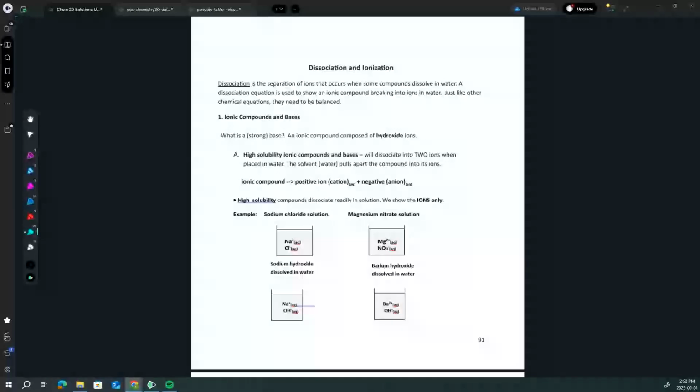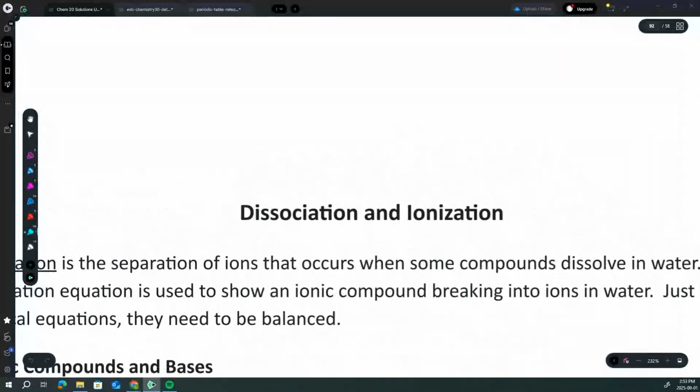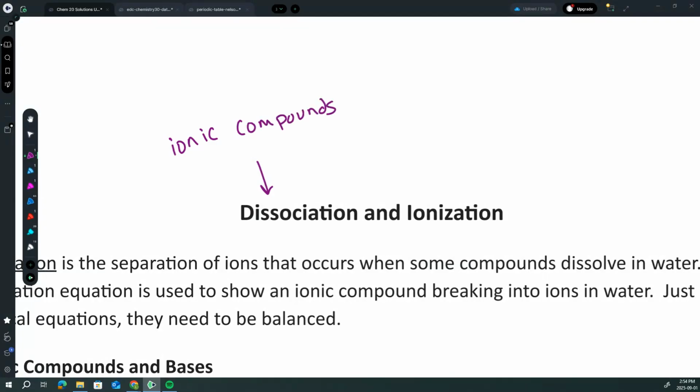In this lesson, we're going to talk about dissociation and ionization. Now, quickly here, dissociation is a term specifically for ionic compounds. It talks about ionic compounds when you throw them in water. If they are soluble in water, if they dissociate, they break apart into their ions. With ionization, it's a similar process, except it's for molecular compounds specifically.